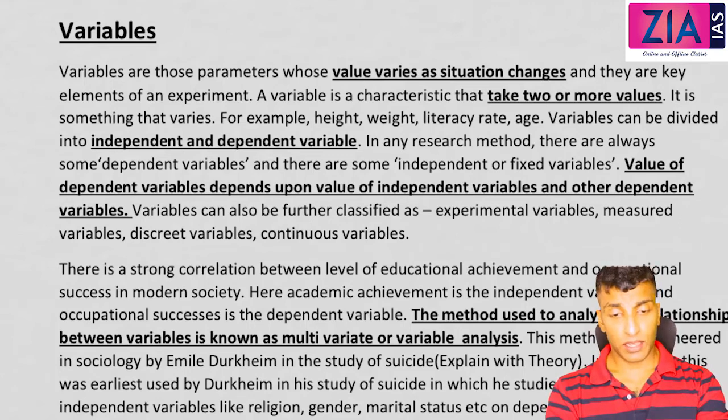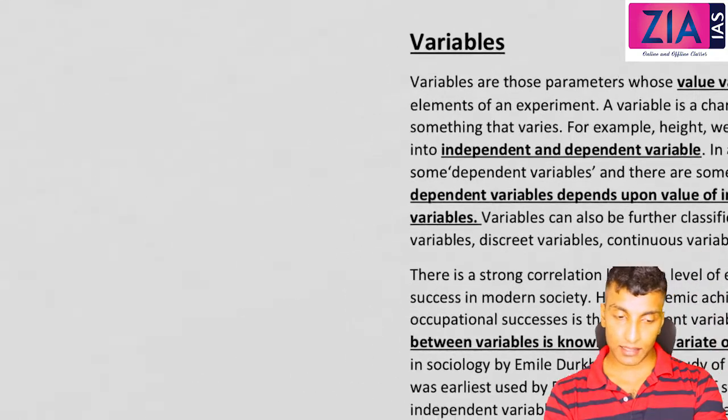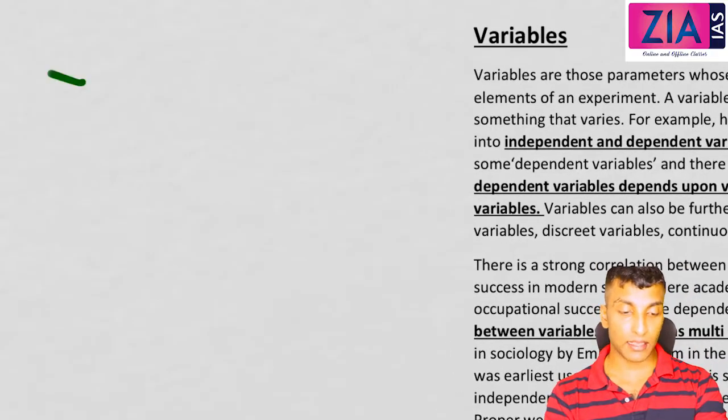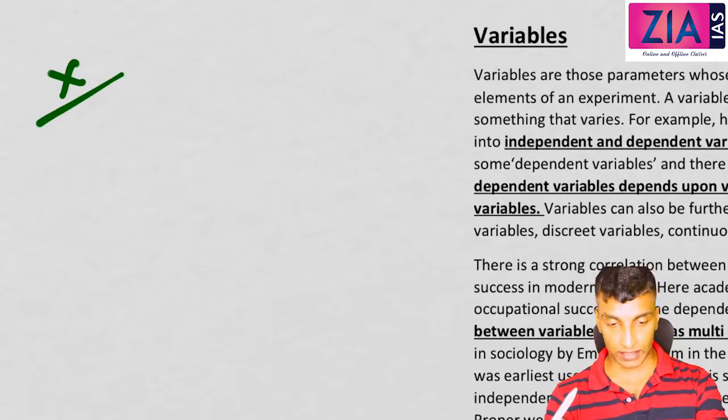Variables means what? Just understand this thing only. A variable is an entity which can take different values. You might have in your maths classes, we always use this, right? X is a variable which can take different values. That's what we have discussed, right?